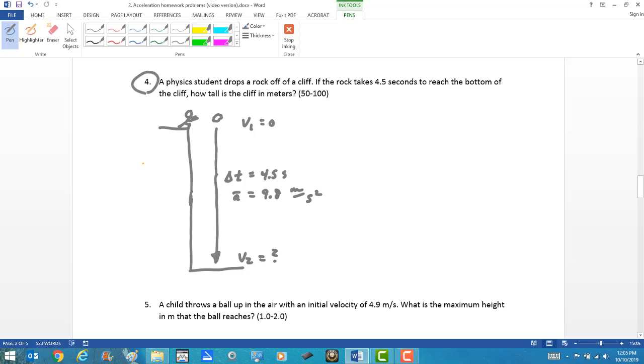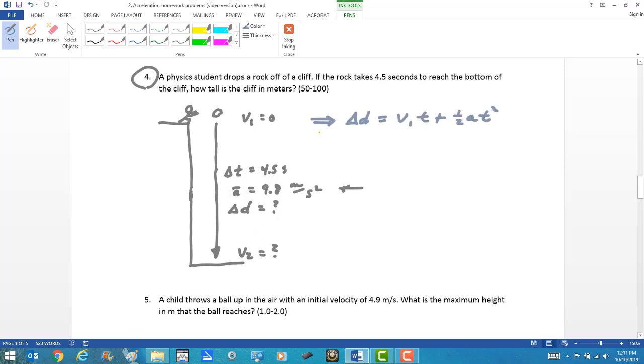Draw a sketch, very, very important, and just write down whatever information you're given. How do we know the average acceleration is 9.8? Because that is the acceleration due to gravity on planet Earth at sea level and so forth. We know the initial velocity is 0, the final velocity just before impact we don't know, but the problem isn't really asking for that anyway. What the problem wants to know is what is the height of the cliff, knowing that it took 4.5 seconds for this object to reach the bottom.